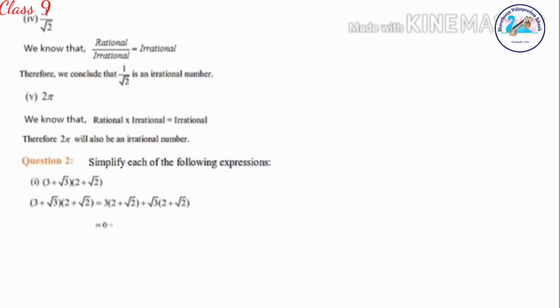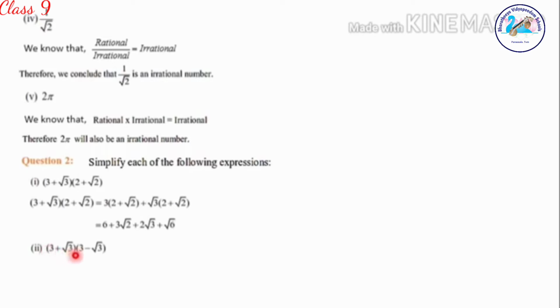Again here we have to remove the bracket, that is 3 into 2, that is 6. 3 into root 2, that is 3 root 2. Again here root 3 into 2, when you multiply, that is 2 root 3, plus root 3 into root 2, that is root 6. So here there is no more calculation, just keep it as it is, because 3 root 2, 2 root 3, we cannot do anything, just keep it as it is.